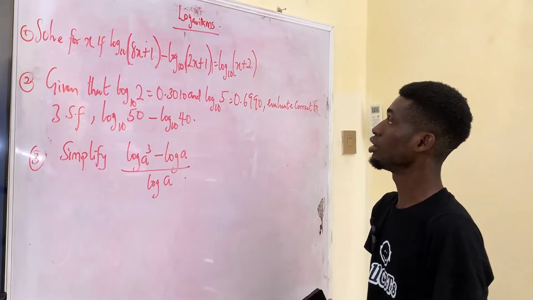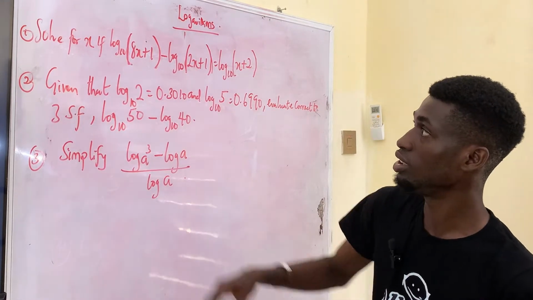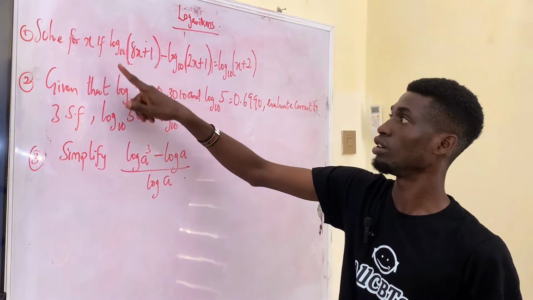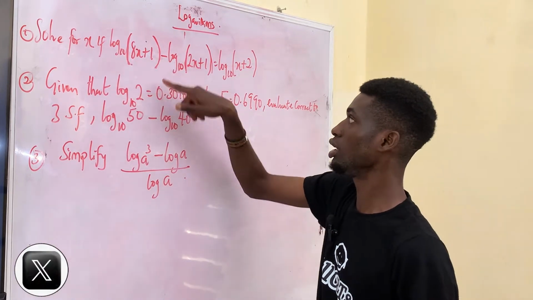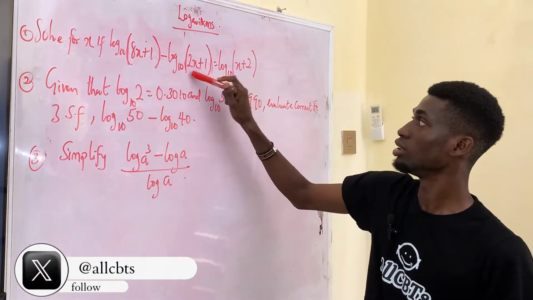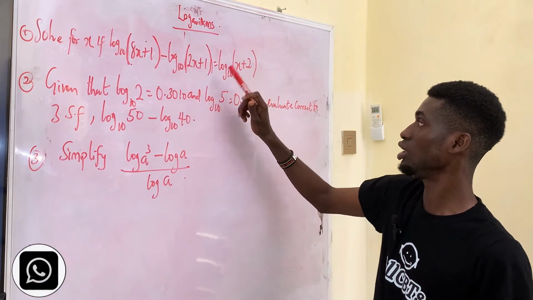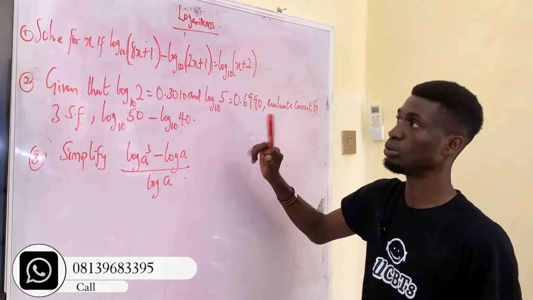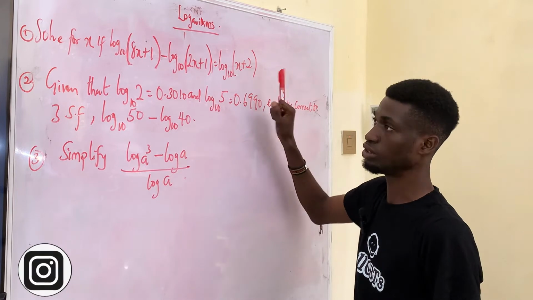Now, these are some logarithm questions. First one says, solve for x if log base 10 of (8x plus 1) minus log base 10 of (2x plus 1) is equal to log base 10 of (x plus 2). You have to look for x in this question.